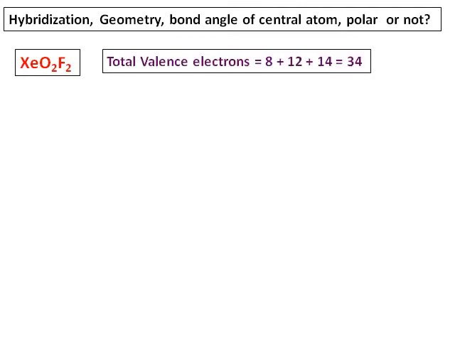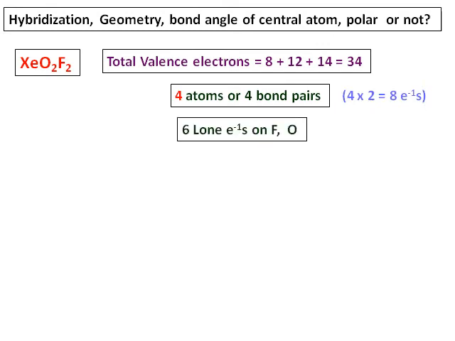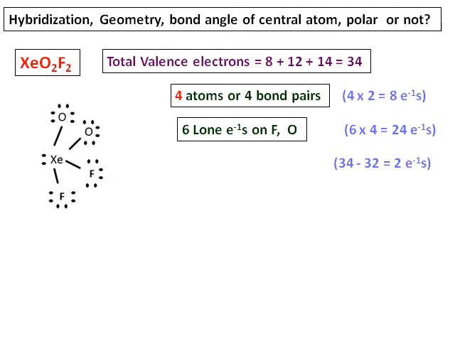XeO2F2. As always, let's draw the Lewis structure first, and the total valence electrons is 34. So this means if we have 4 atoms, therefore 4 bond pairs will be there. So 8 electrons get used up in it. Then we'll have 6 lone electrons on F and O. Therefore 20 electrons get used up here, and 32 electrons are used up, and you are left with 2 electrons which will form the lone pair on the molecule.